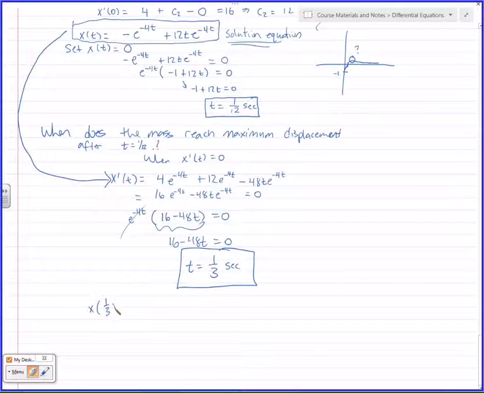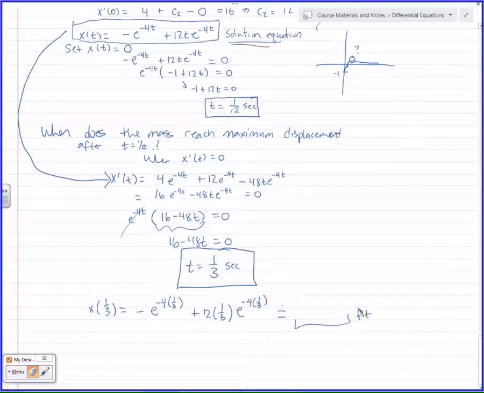X of 1/3 is negative e to the negative 4 times 1/3 plus 12 times 1/3 e to the negative 4 times 1/3. Plug that into your calculator, get a number, and that'll tell you how many feet away from equilibrium you are. Which I'm not going to bother to do, because that's a mere number.